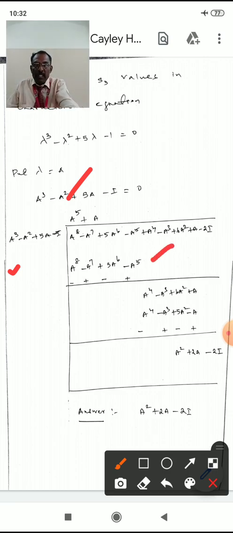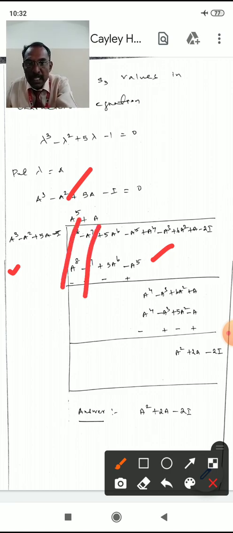Next I change the sign. Now A power 8 cancels. A power 7 also cancels. A power 6 cancels. A power 5 also cancels.